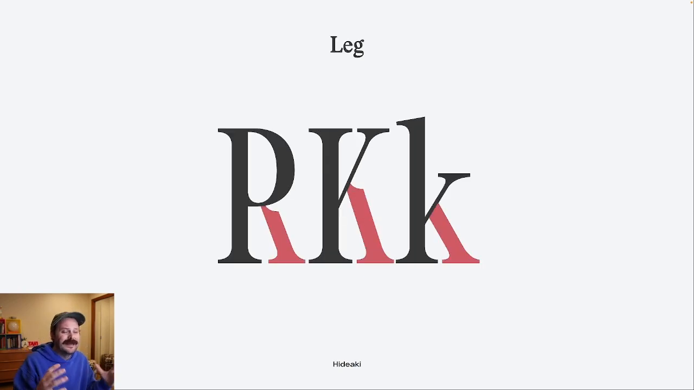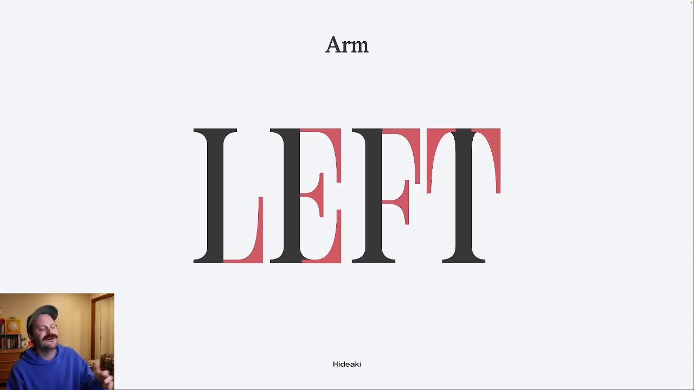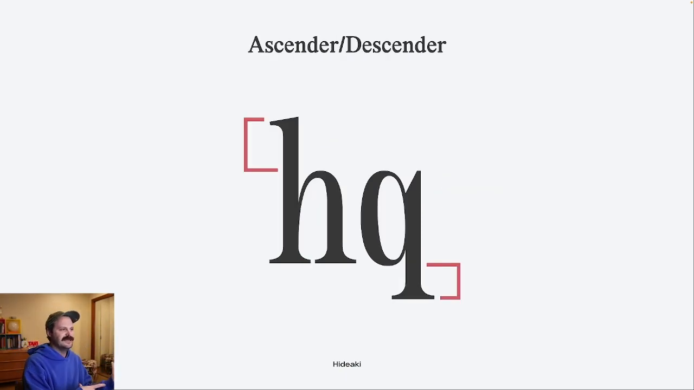Next, we got the leg. A lot of these are named after human parts. I don't know why, but hey, typefaces as a human experience. So, right here we have the leg. The leg exists on the uppercase R, K, and the lowercase k. Next are the arms. The arms exist on the L, E, F, T, all in capital, and as you can see, they all kind of relate to each other here. The arms.